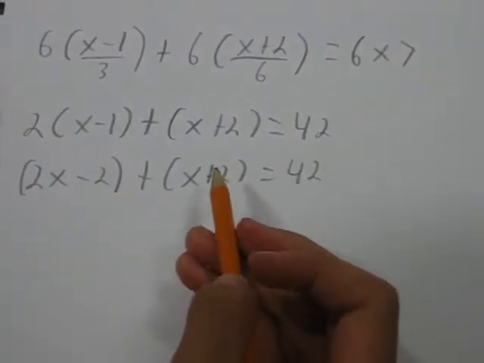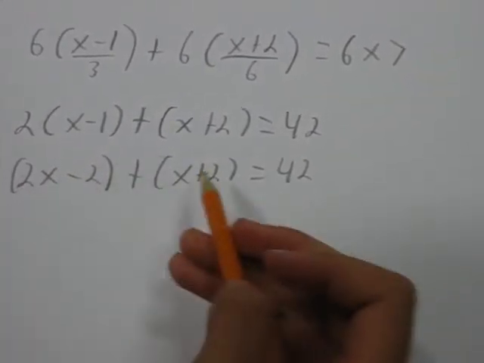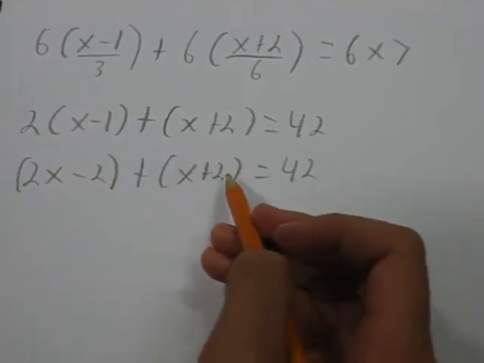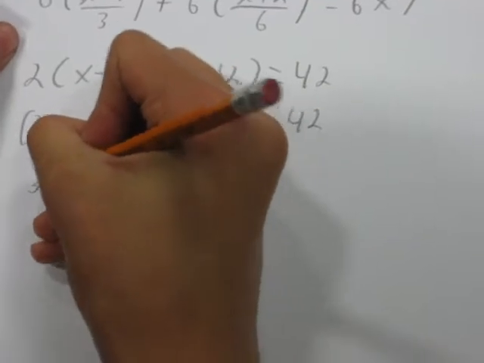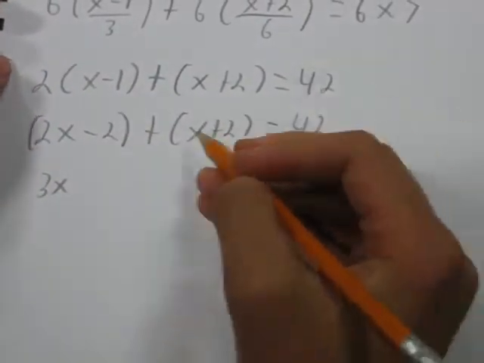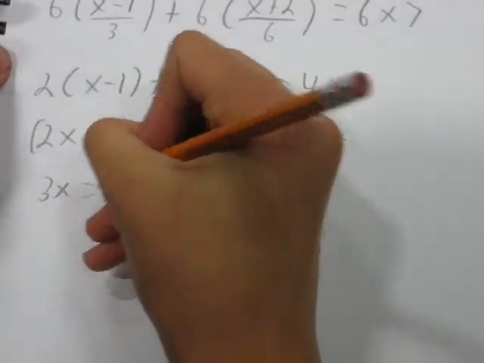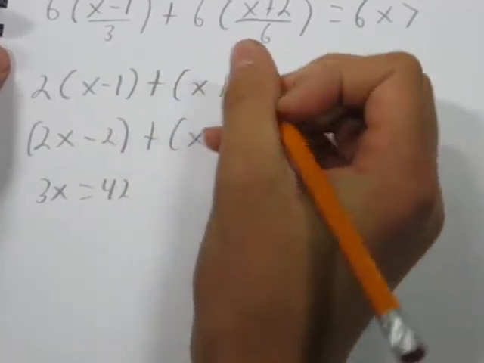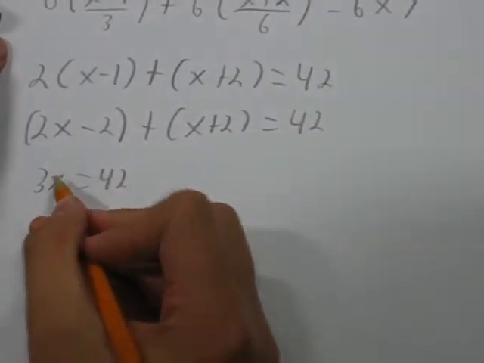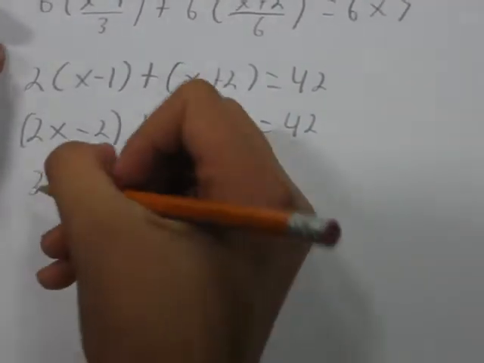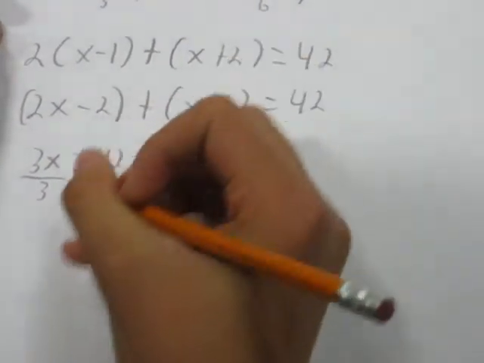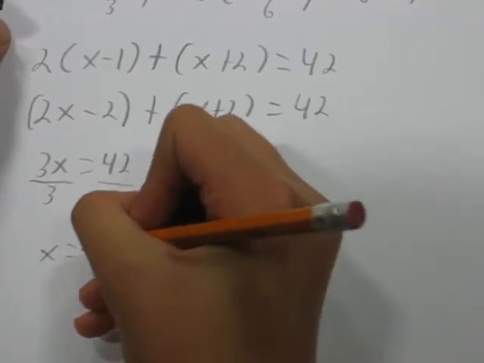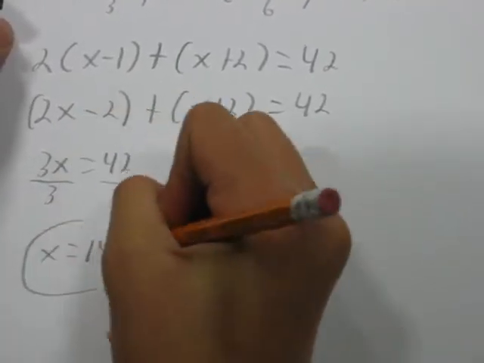Now you have to combine common terms, so like x's and normal integers. So 2x plus x is 3x, and then -2 plus 2 is 0. So then it equals 42. Now, you have to make that x. To simplify it, you divide it by 3, divide that by 3, and you have x equals 14. That's your answer.